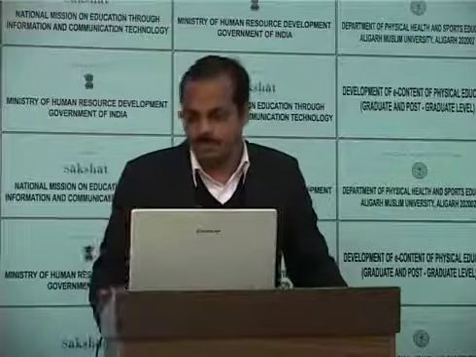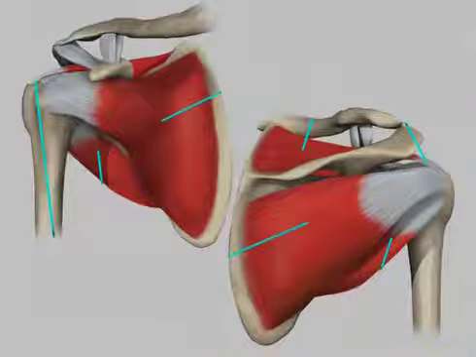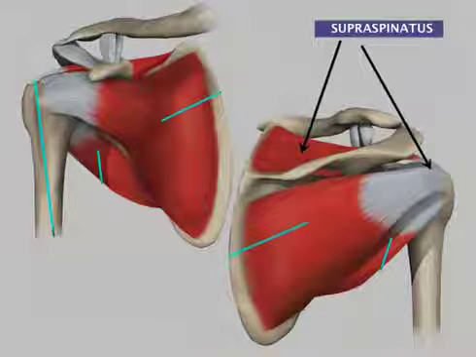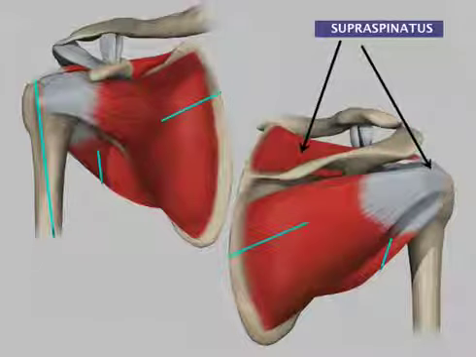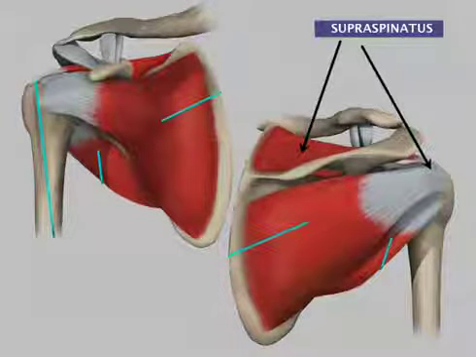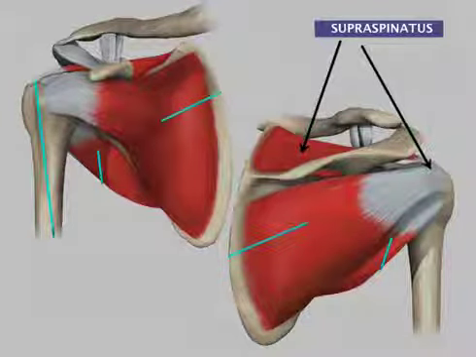Now, the muscles are supraspinatus, infraspinatus, teres minor and subscapularis. All these muscles arise from the scapula and are inserted to the head of the humerus. We will go through the origin and insertion of each muscle. The first one is supraspinatus. Origin is from the supraspinous fossa and insertion is the superior and medial facet of the greater tuberosity. Action is to stabilize the head of the humerus in the glenohumeral joint and abduction of the arm. Nerve supply is the suprascapular nerve.